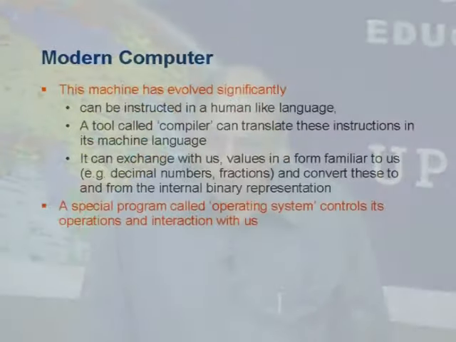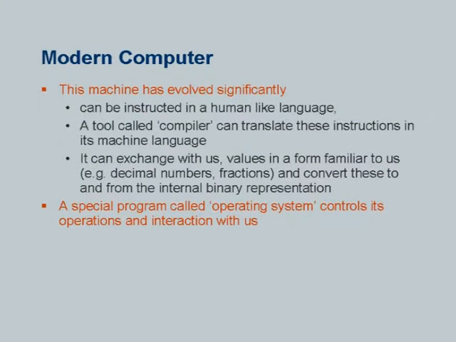Exactly how a modern computer does it, we shall explain later, but we can hint that the compiler which generates machine instructions corresponding to our instructions in human-like language is capable of inserting instructions for doing these conversions both ways. We then add that a special program called the operating system controls the operations and interaction with us of any modern computer.